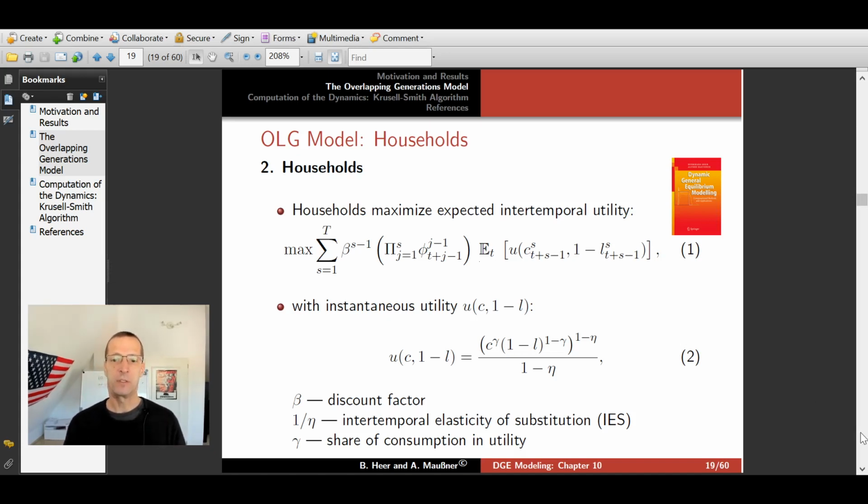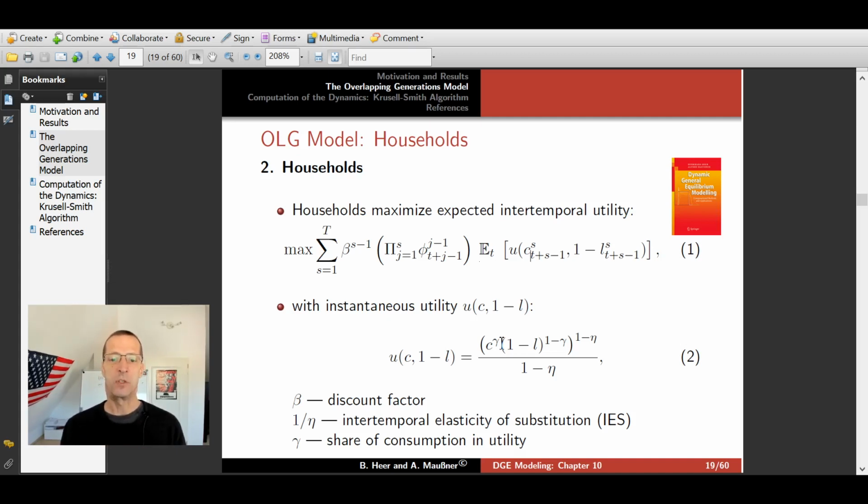Instantaneous utility is chosen to be a Cobb-Douglas function in the two goods, consumption and leisure. Gamma here is the weight of consumption in utility. We calibrate gamma so that we have an average labor supply of 0.3 in our model, so 30% of available time. That's the working time of the working agents.